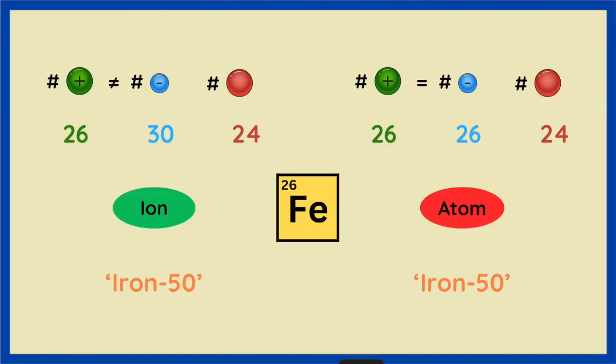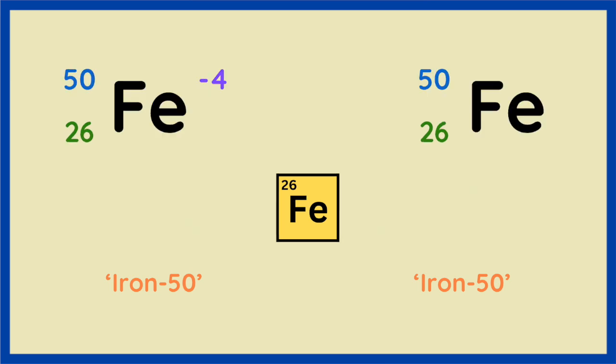So both the ion and atom of iron are iron 50, but we have to find a way of differentiating between the two without simply spelling out each of the subatomic particle counts. And we do that by using full isotopic notation, which you must know, and there's a video on your screen and in the description which walks you through just that.